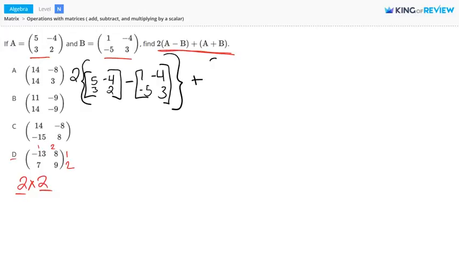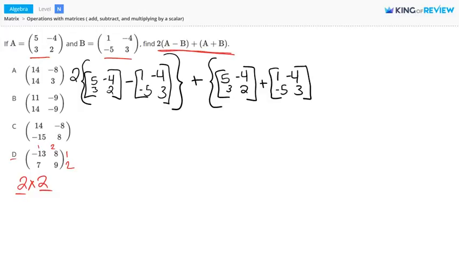And we're adding this to matrix A plus matrix B. So we have matrix A, which is 5, negative 4, 3, and 2, plus matrix B, which is 1, negative 4, negative 5, and 3. So this is our expression set up. You can see that we need to do what's in the parentheses first. So order of operations, we're going to do the parenthesis items first. So we're subtracting the 2 matrices here and we're adding them here.